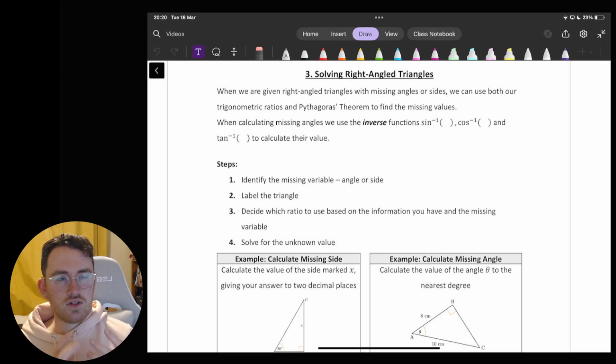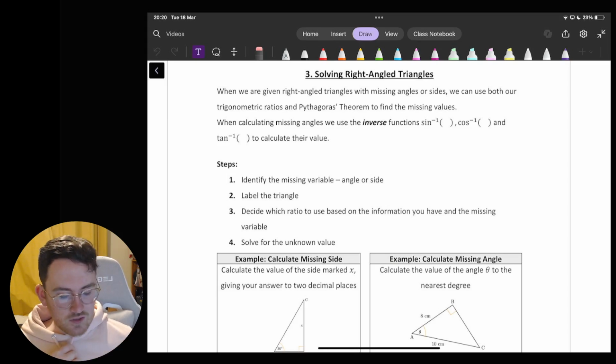All of these tools are available to us as we work through these various right angle questions. So what we want to work on now is just applying those rules and knowing when to apply which, and then how we can use that to find whatever it is that we're looking for, whether it be a missing angle or a missing side.